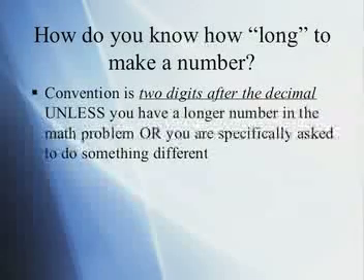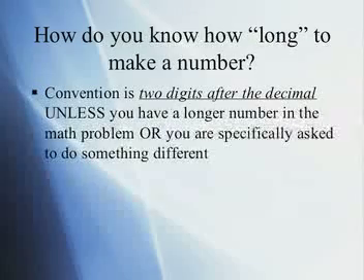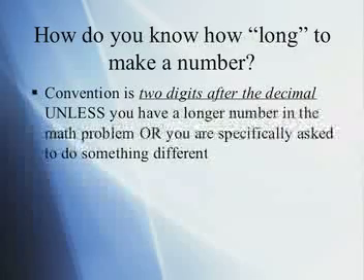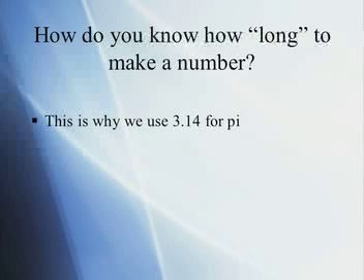Generally, you're going to see 2 digits after the decimal, unless you have a longer number in the math problem or you're specifically asked to do something different. Sometimes you'll be asked to use 3 digits or 5 digits after the decimal. And in those cases, that's what you'll need to do. Anyway, that's why we typically use 3.14 for pi. It gives us a good amount of precision without being too bulky or cumbersome to work with.